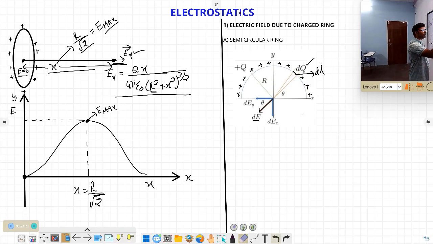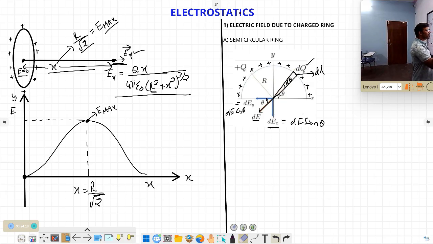So resolve this into components, because whatever elementary portion we choose here, if you take the line joining it, below portion or above portion, the angle is different. So theta is the angle made by that line. This angle I can write as d theta. That means the elementary portion chosen subtends an angle of d theta at the center. So dE makes an angle theta with respect to the x-axis. If you resolve into components, one component is dE cos theta, and the second component is dE sin theta.